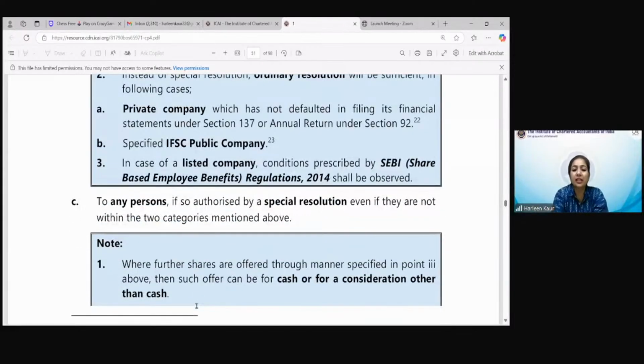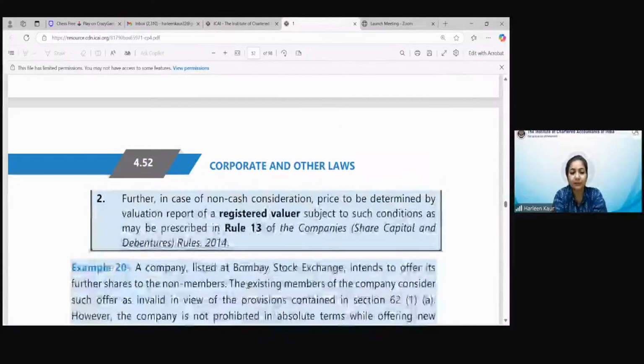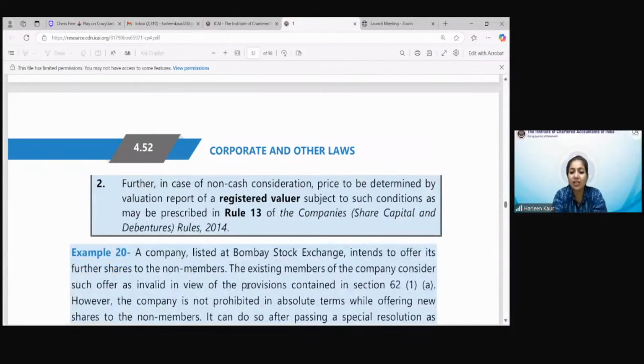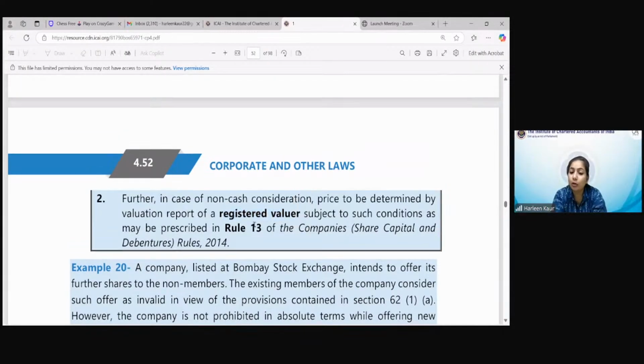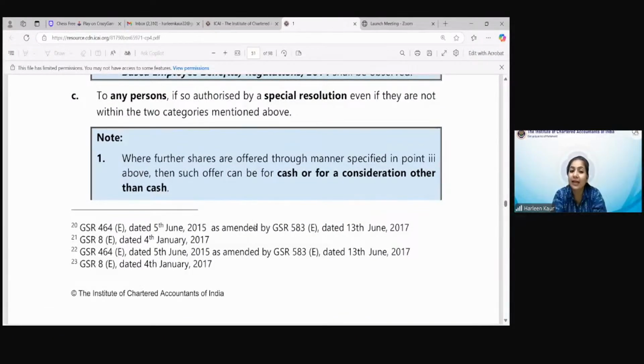To any person, if authorized by a special resolution, even if they don't fall under the 2 categories. Now it is talking about the shares offered for consideration other than cash. In case of a non-cash consideration, the price has to be determined as per the valuation report of the registered valuer. So now you are issuing the shares for consideration other than cash. Then again, a special resolution will be passed for any person to whom you are issuing the shares.